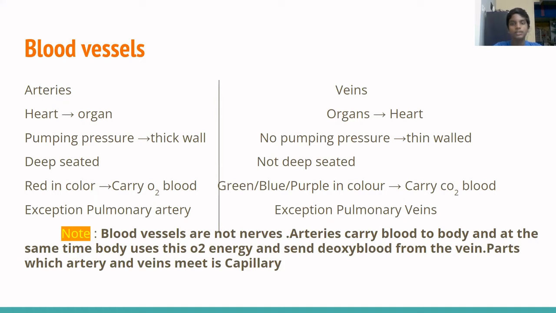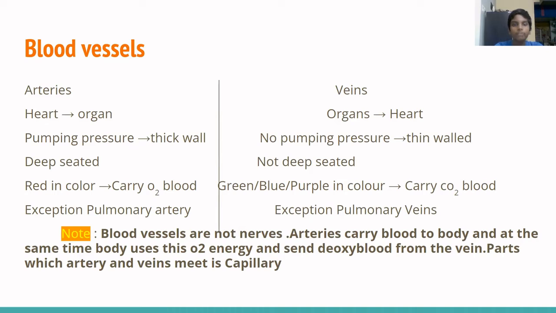Whereas veins go from organs to heart, which means they take the carbon dioxide rich blood back to the heart so that the heart pumps the deoxygenated blood into the lungs, and the blood gets reoxygenated again. The arteries have a pumping pressure. As they get pumped by the heart, they have a pressure. They are thick-walled. They are deep-seated. They're red in color as they carry oxygenated blood. Exception is pulmonary artery, which is a vein.